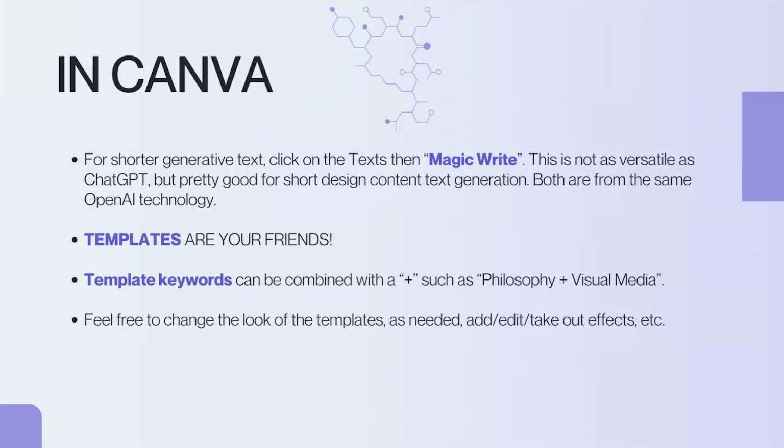So to make a presentation, for me anyway, since I'm visual media, I really like having lots of good visuals. Okay, so for me, templates are friends. And if you're just looking for a quick presentation and you just want to get it done, templates are your friends, and you can use keywords such as, for me, you can combine them with a plus, say philosophy plus visual media, and you can change the look of the templates as needed.